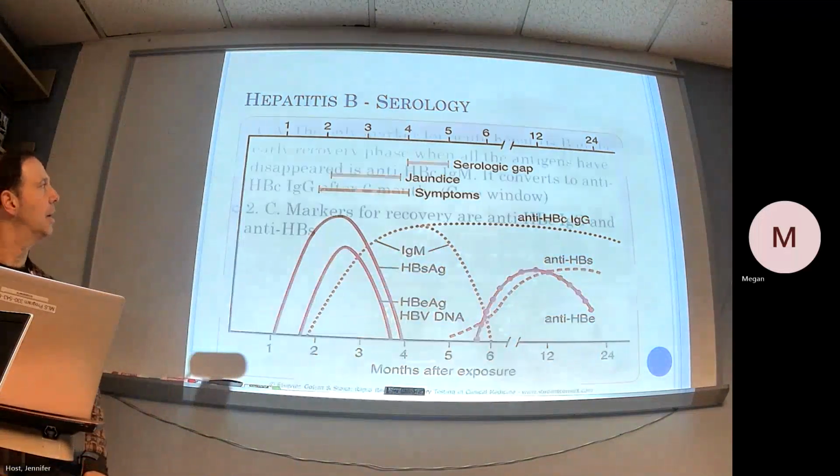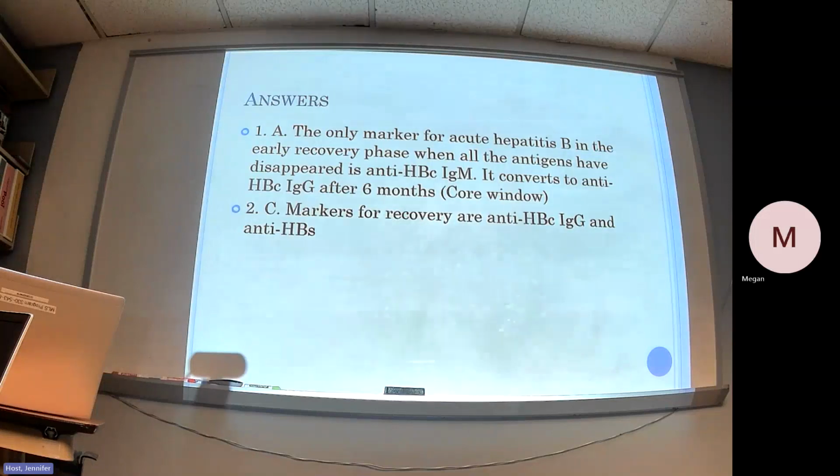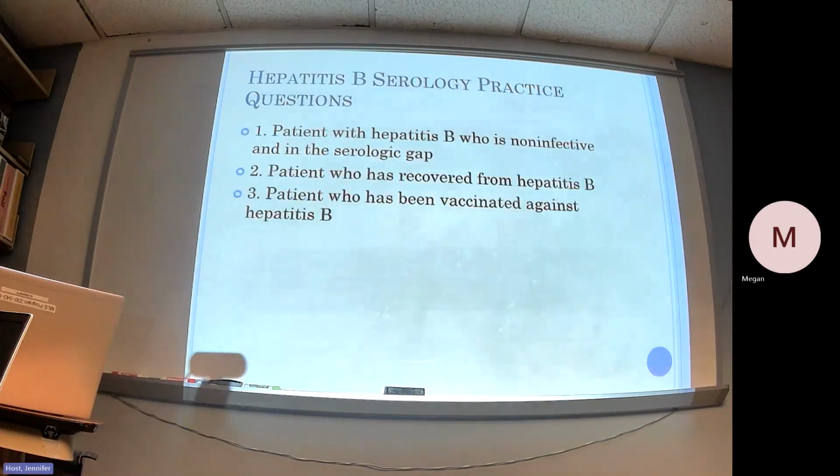And I think we did this. The only marker for acute hepatitis B in the early recovery phase when all the antigens have disappeared is that IgM. So that was back to the patient with hepatitis B who is non-infected and in the serologic gap.